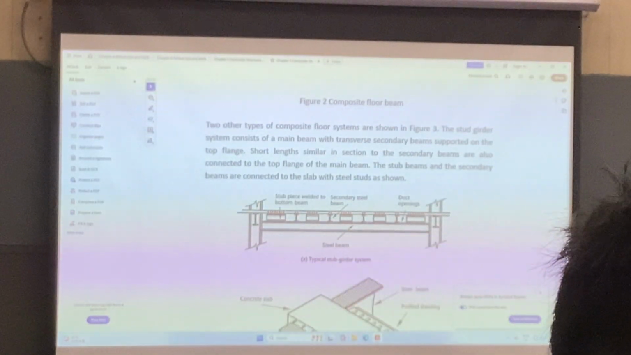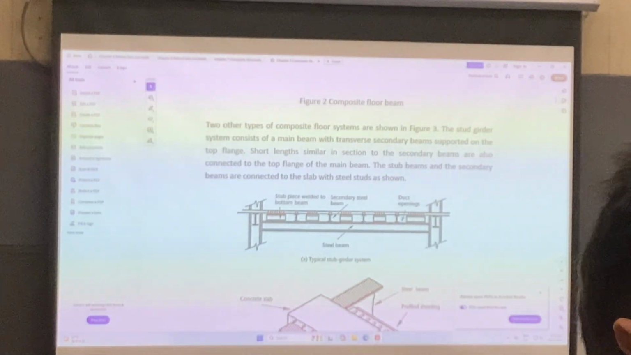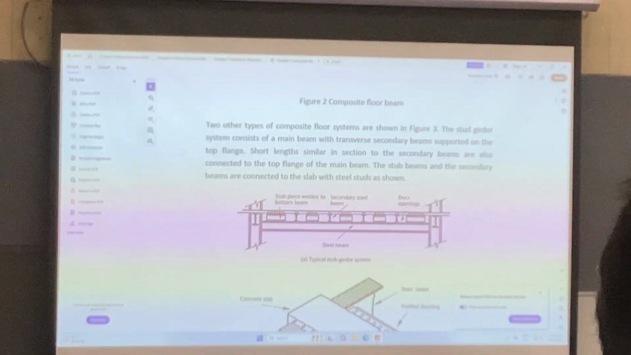Or sometimes they will use the steel beam with a secondary beam on the top, and then you can leave some voids here so that the duct can pass through these voids to serve the purpose.